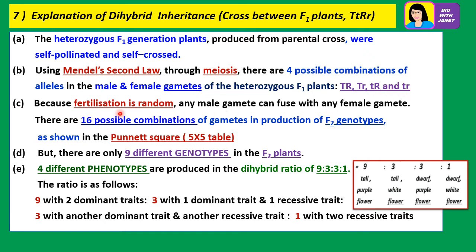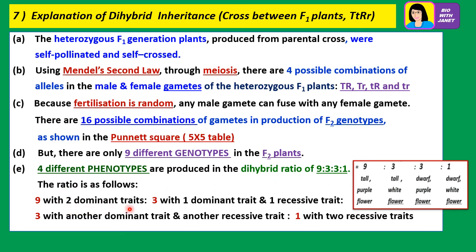Now, because fertilization is random, any male gamete can fuse with any female gamete. And there are 16 possible combinations of gametes in the production of the F2 genotypes, as shown in the Punnett Square, which is a 4 by 4 table. But there are actually only 9 different genotypes in the F2 plants. We'll see that in the next slide. 4 different phenotypes were produced in the dihybrid ratio of 9, 3, 3, 1. The ratio is as follows.